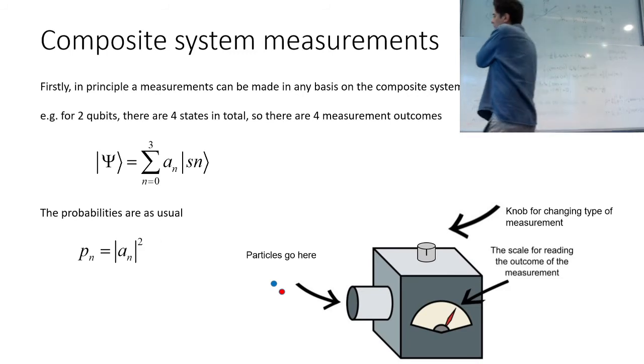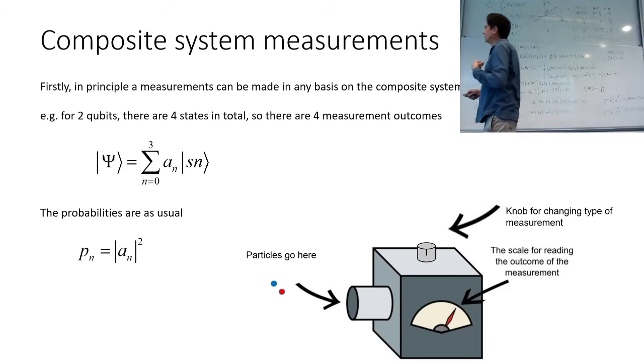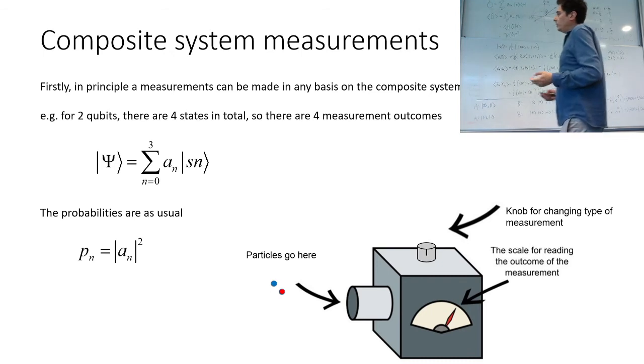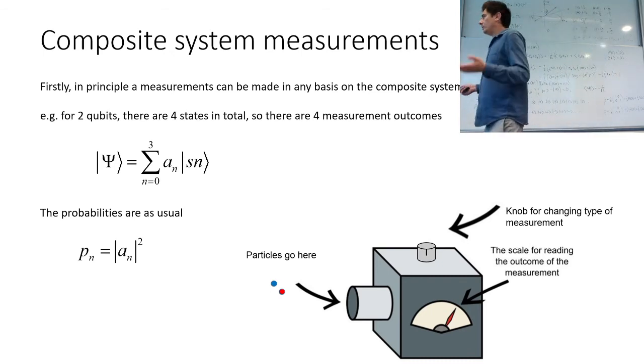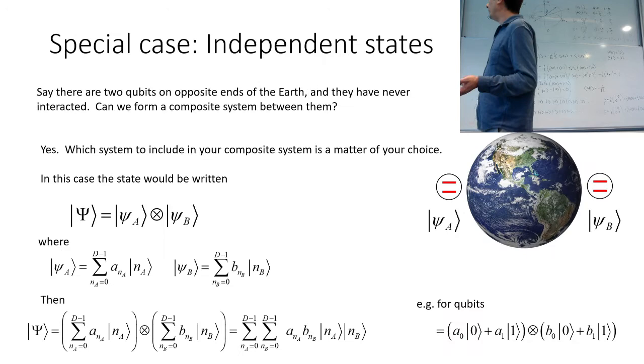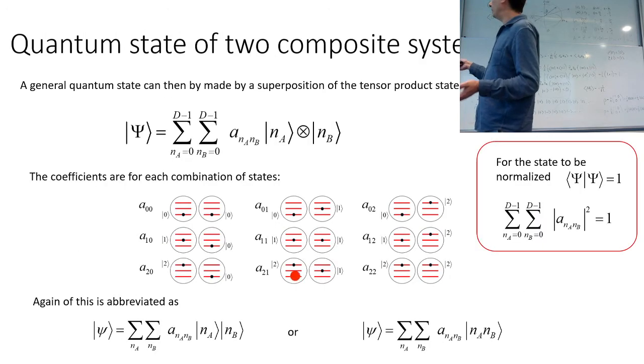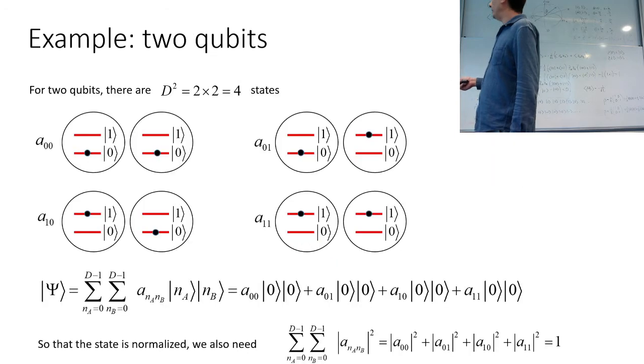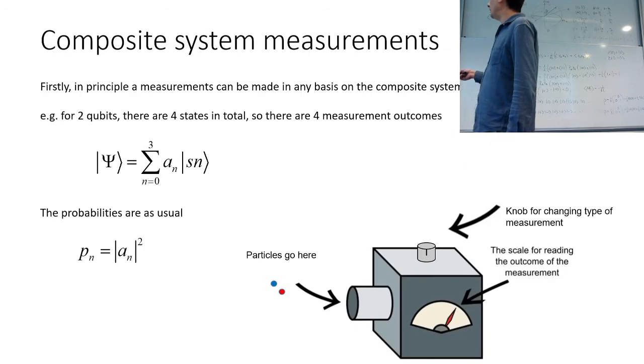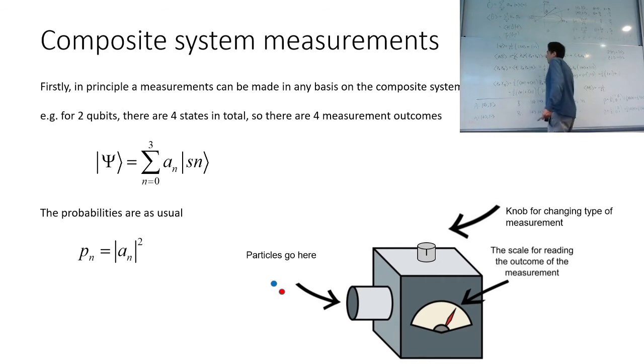And when you do a measurement on this kind of system, the most general measurement you can make is the same idea as normal. So for example, we've got these nine states here, and you could make a measurement in any set of states which are orthogonal here. Well, I'll give a couple of examples.